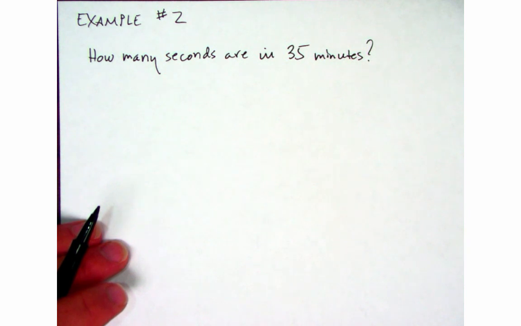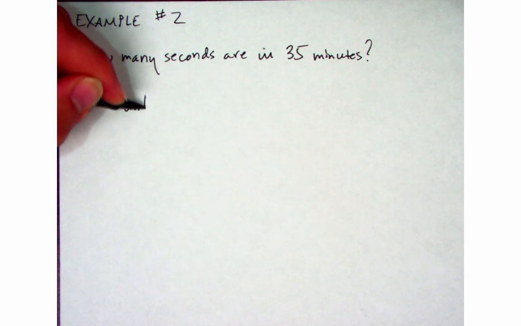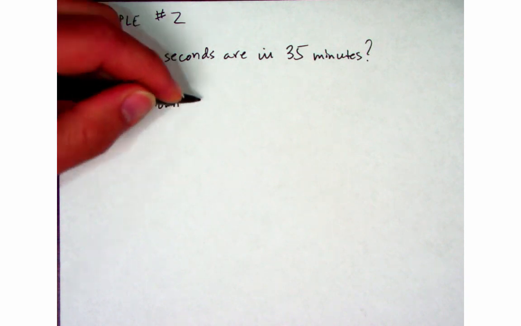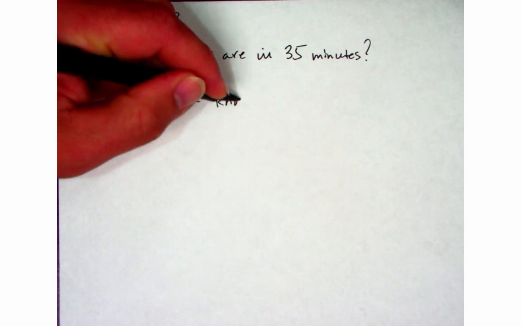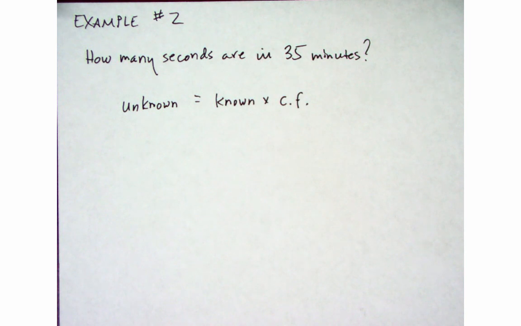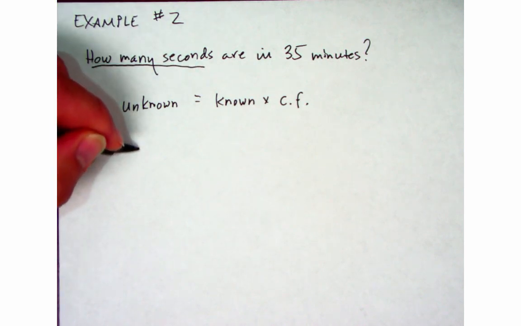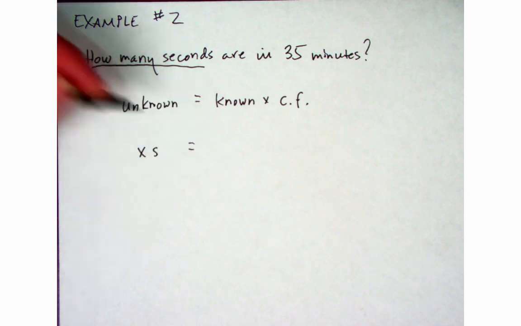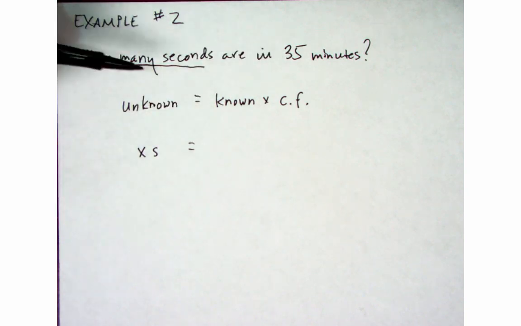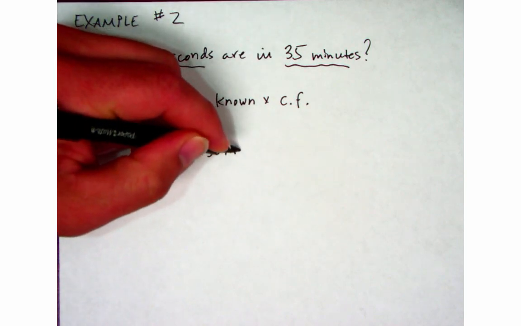Example number 2. How many seconds are in 35 minutes? All right, so let's follow that same process again. Unknown equal to known times our conversion factor. Well, the unknown value here is how many seconds. So again, I will represent that with an x and the unit, x seconds. The thing I know is 35 minutes, so 35 minutes.